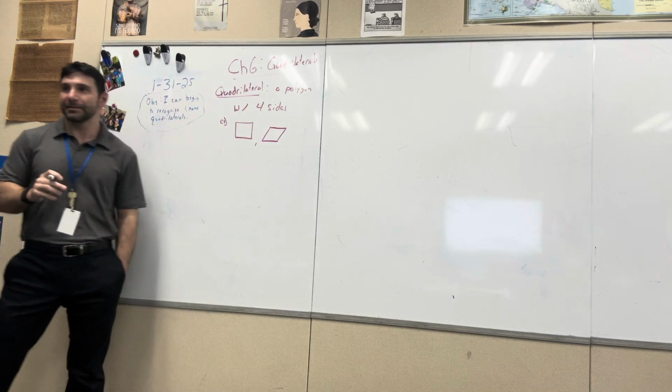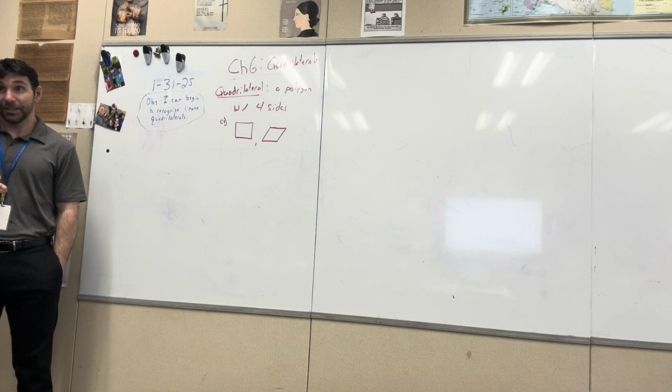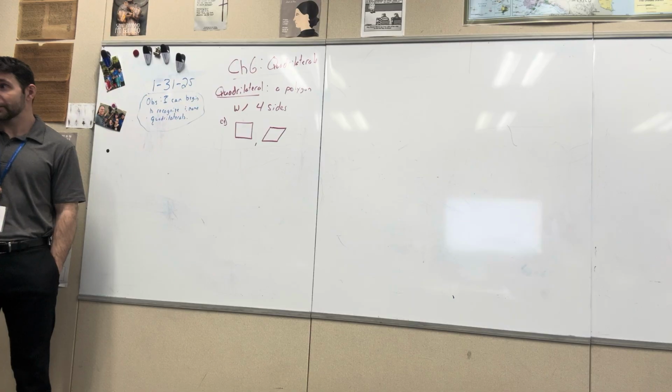What about that one? That's a polygon. Rhombus? Oh, it looks like that, right? Is there anything proving it? So it's a quadrilateral.